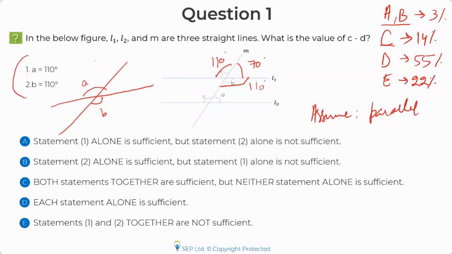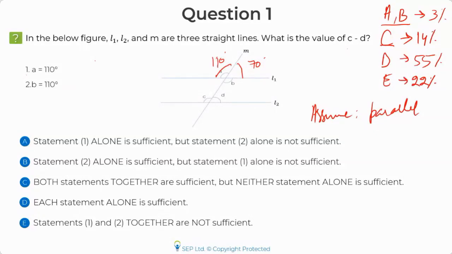Okay, and this kind of things happen on the GMAT. Many a times they will give you two statements which exactly present the same information but in different manner. Okay, so those of you who marked A, B, and C have fallen for that trap. But remember that all I can infer from this information in statement 1 or statement 2 is the value of A, B, and the other angles around it. I cannot infer anything about C and D.